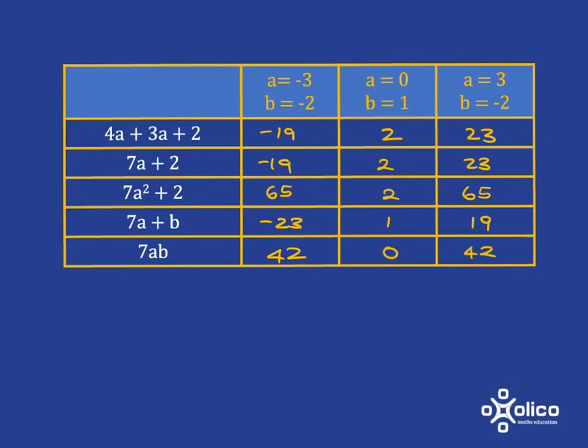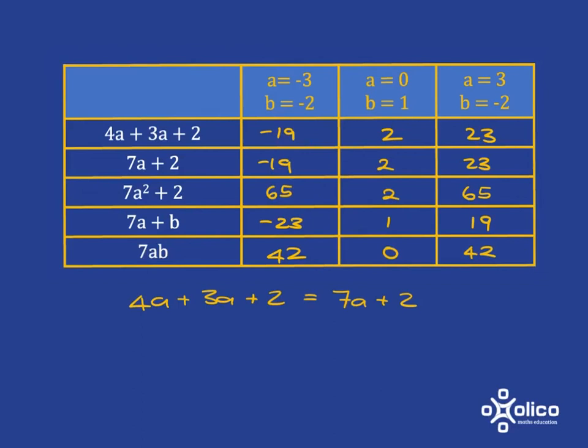Now, one question I want to ask myself is, which of these are equivalent expressions? And now, hopefully, you see that 4a plus 3a plus 2 can be simplified, because 4a plus 3a, these are like terms, and so you'll get 7a. So 4a plus 3a plus 2 is equal to 7a plus 2. These two are equivalent expressions. And you'll notice that because they're equivalent expressions, they have exactly the same values for any different value of a you choose to put in.